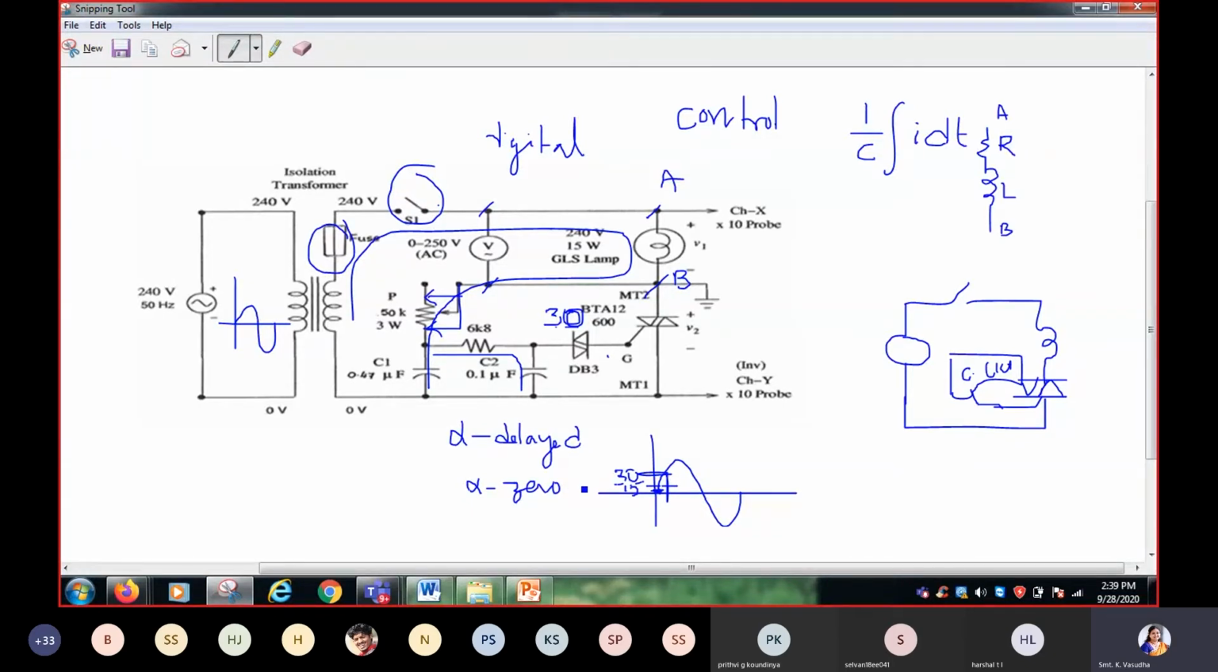Did you get my point? How we are varying alpha, how the control signal is generated here. Did you get it or not? Do you want me to repeat?